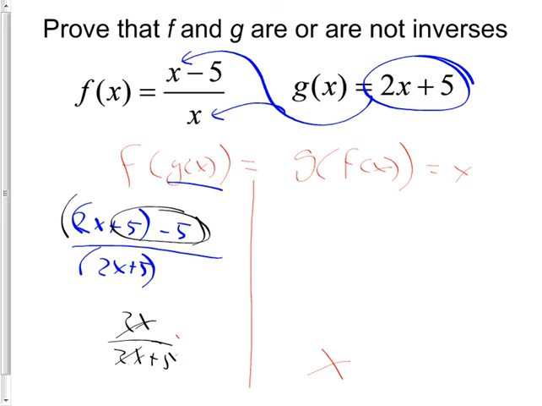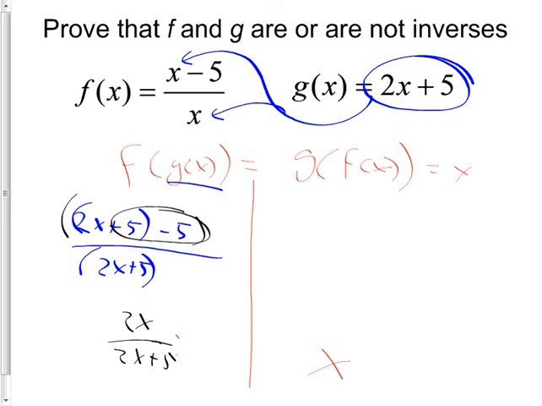Does that 2x cancel that other 2x? No, it does not. You can't do that. Okay, so bottom line is this one does not come out to x, which tells you what? They are not inverses of each other. Unless I'm doing something wrong. Does anybody see a way that it could cancel out and become an x?